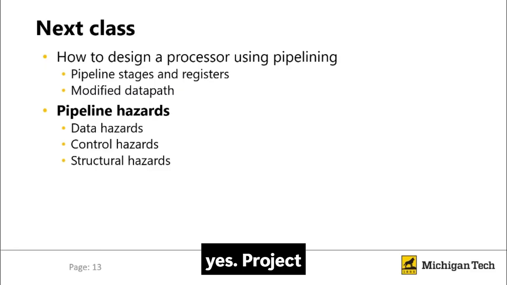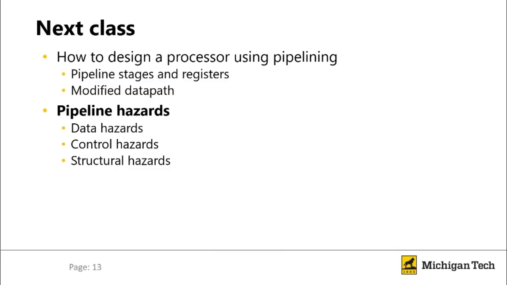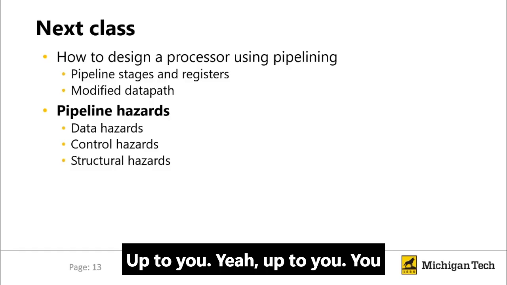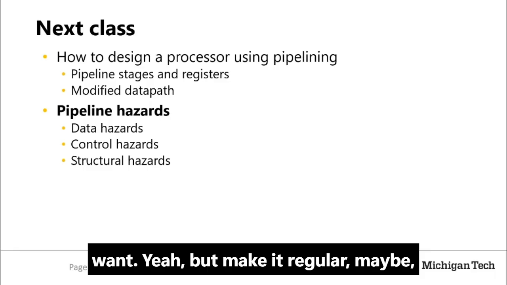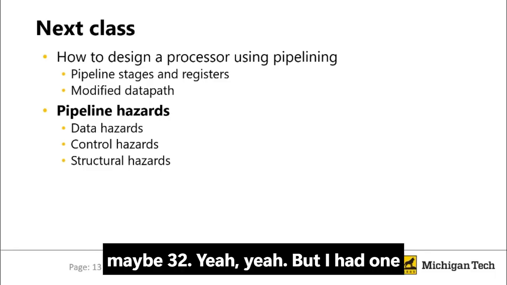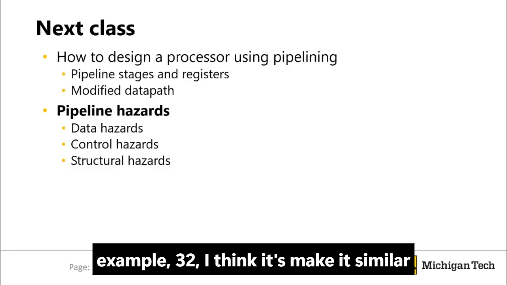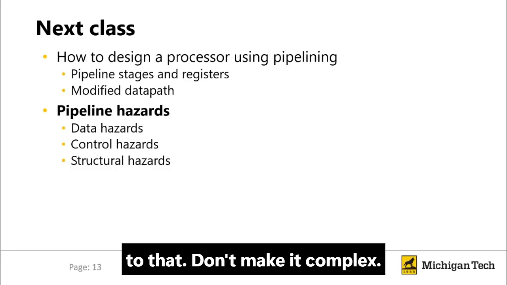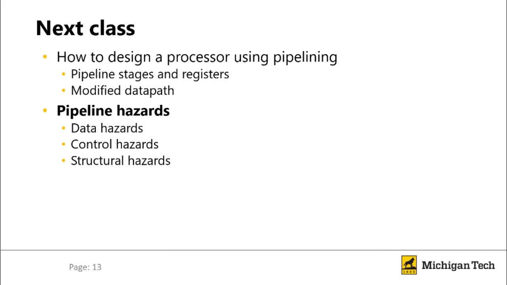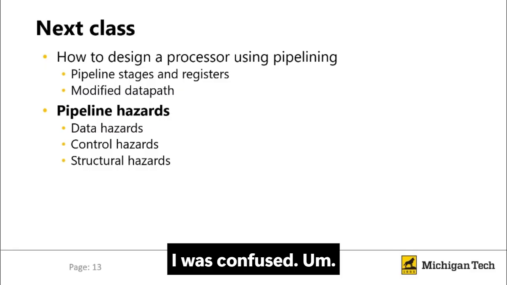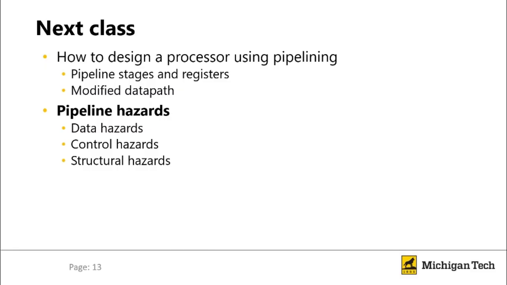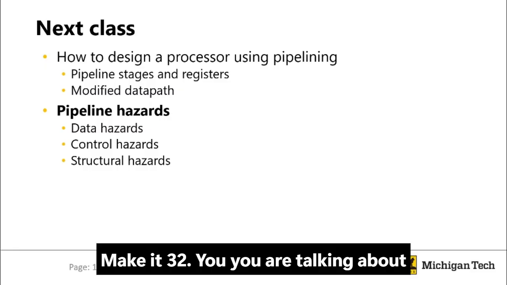Yes. I did have one question about the project. Are the registers going to be 32-bit or 64-bit? Up to you. You can do whatever you want. We just need to be able to complete those. But make it regular, maybe 32. I had one example, 32, I think. Make it similar to that. Don't make it complex. I saw the 32 on the immediate generator output to 64-bit, so that's why I was confused between the two. Make it 32.